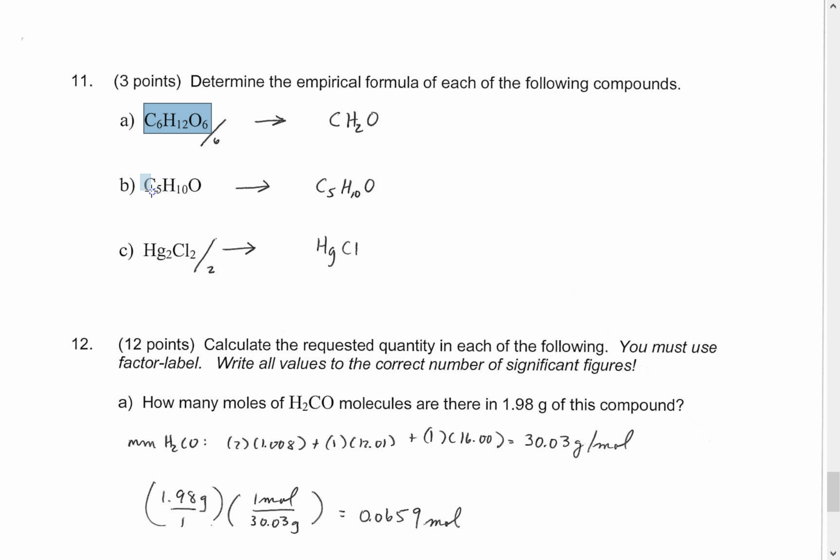For B, actually, if this is the molecular formula, then the molecular formula and the empirical formula are the same, because you can't take 5, 10, and 1 and divide by a whole number and get another set of whole numbers. So like I said, the molecular formula and the empirical formula are the same. For this one, the Hg2Cl2, we can actually go ahead and divide by 2, and that gives us HgCl.